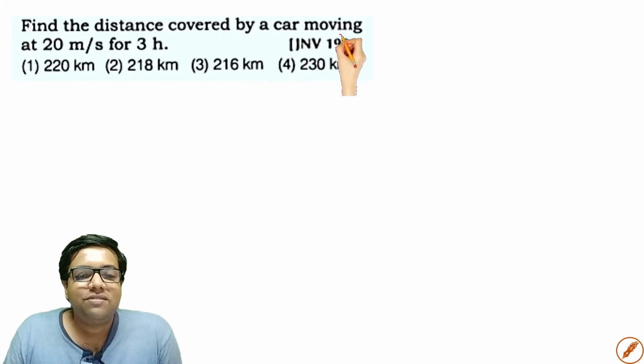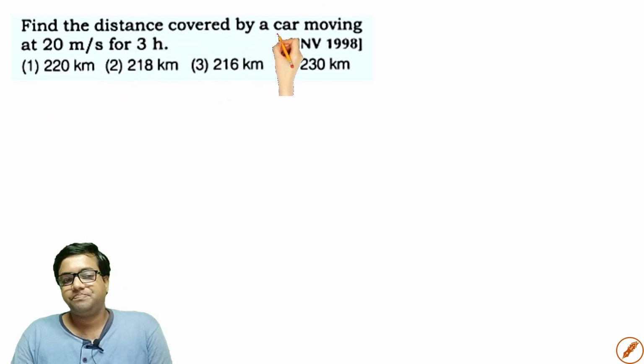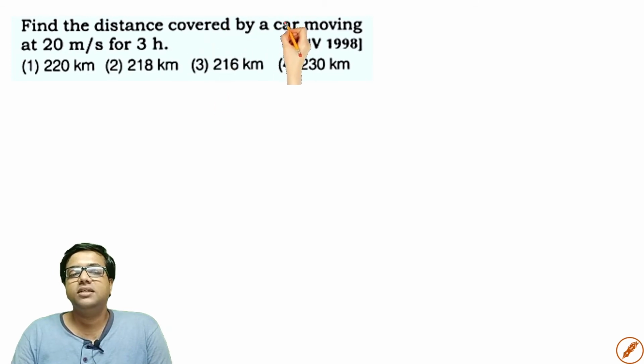Find the distance covered by a car moving at 20 meter per second for 3 hours. 20 meter per second for 3 hours. Distance.